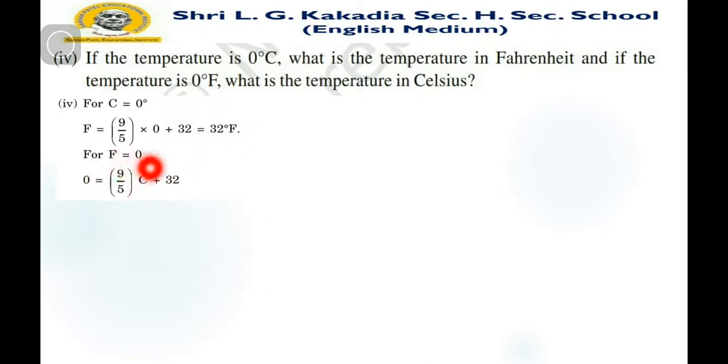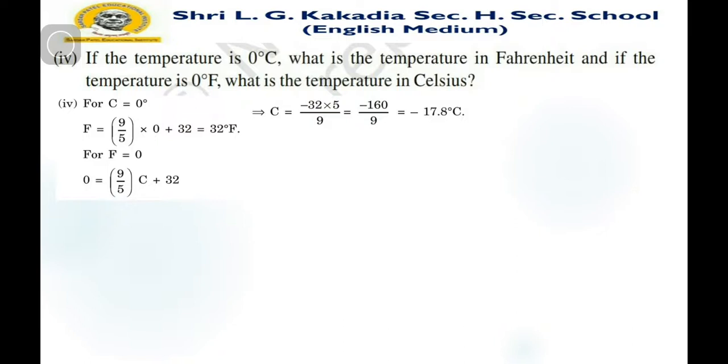And if you put F equal to 0, then 0 = 9/5 C + 32. Just move 32 to the LHS, then C = minus 32 into 5/9. Then C = minus 160/9, which is approximately minus 17.8 degrees Celsius. So when it is 0 degrees Celsius, the Fahrenheit is 32, and when the temperature is 0 degrees Fahrenheit, in Celsius it is minus 17.8 degrees Celsius.